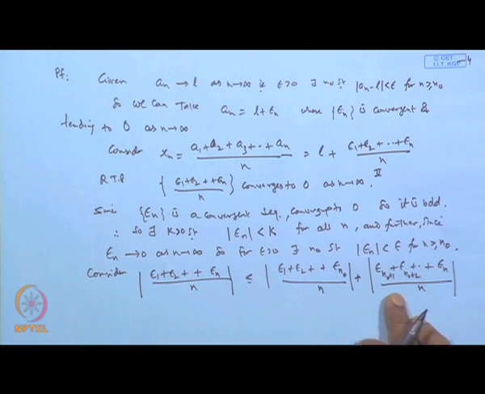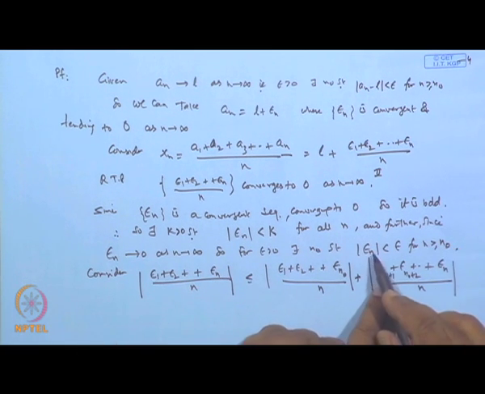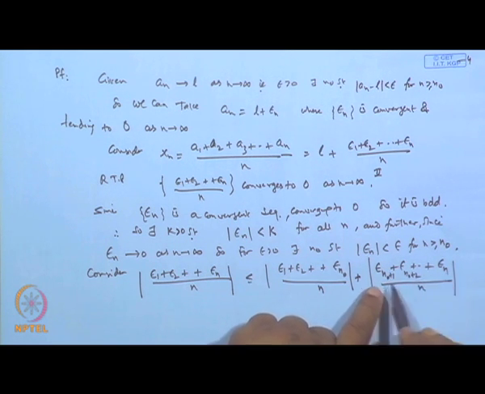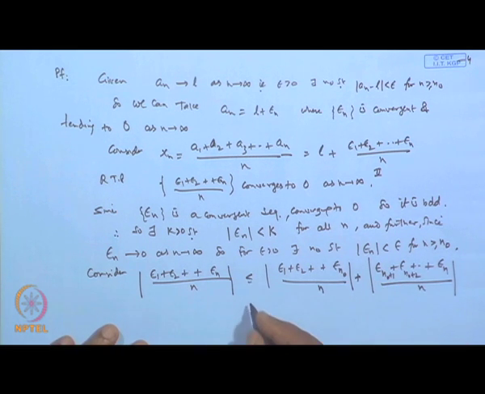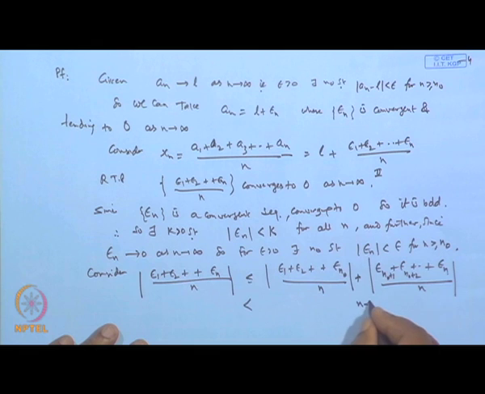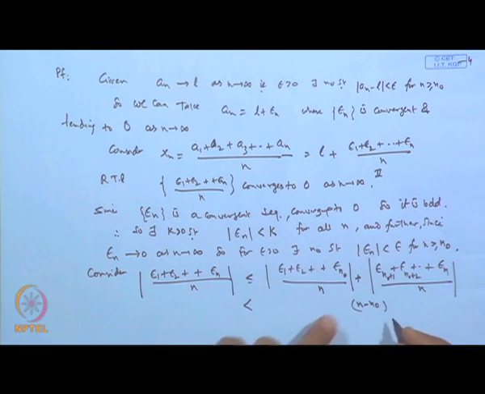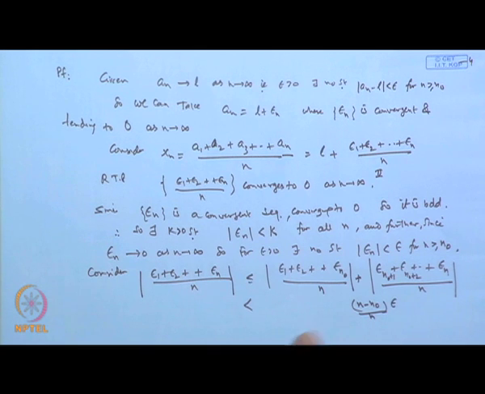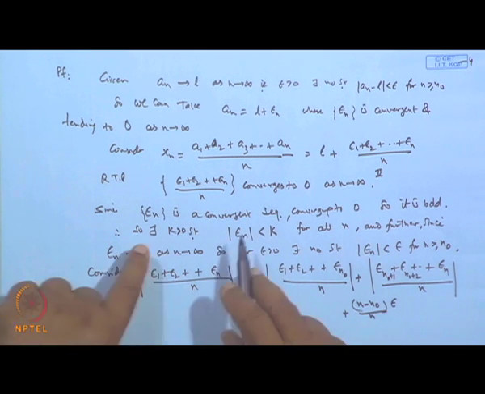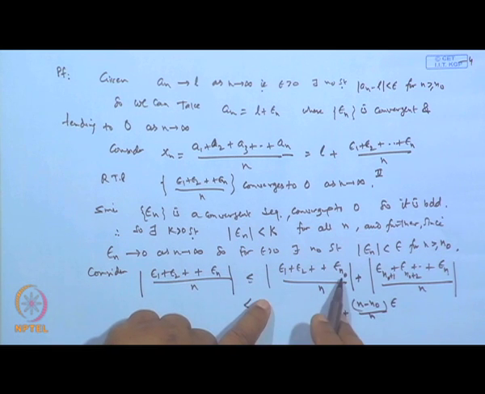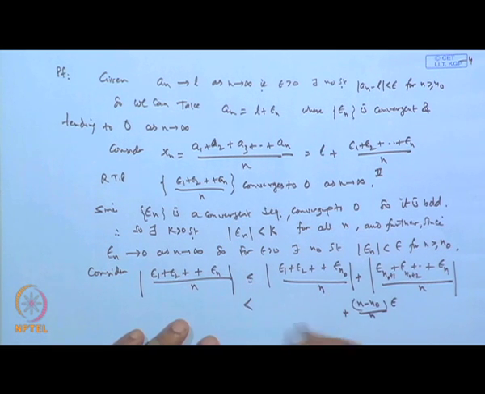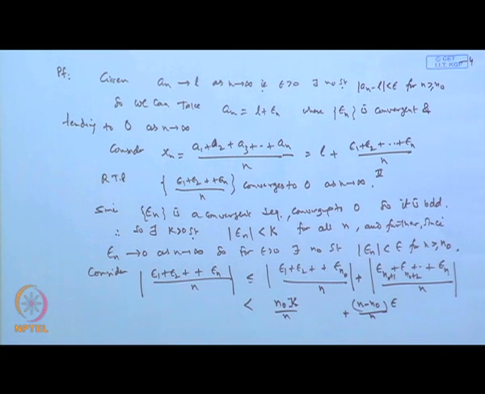Now, when n is greater than n naught, the mod of epsilon n is less than epsilon, it means each of these terms is less than epsilon. So, the total number of terms becomes n minus n naught, so this will be less than n minus n naught times epsilon divided by n, plus, now each term in the first part is bounded by k. So, this is less than n naught times k divided by n, is it not?